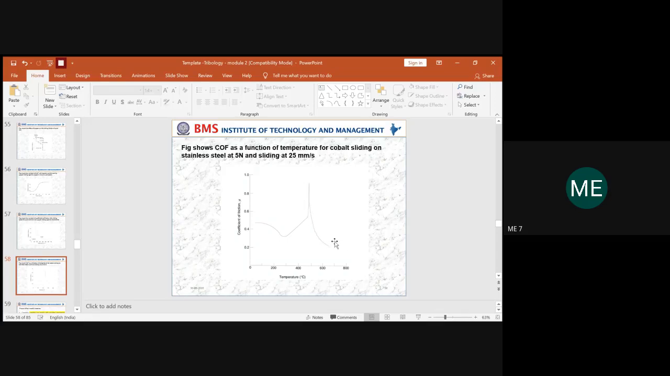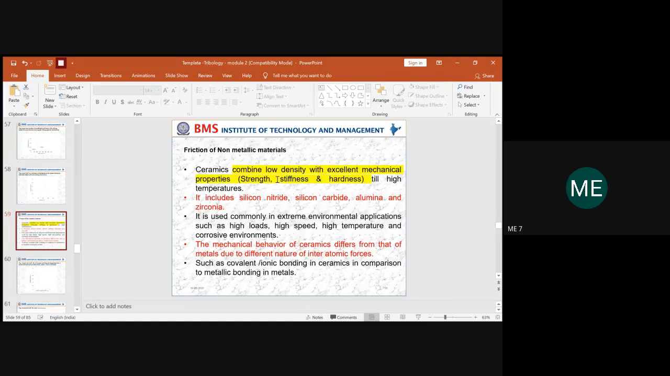So all these types of variation of COF with respect to all the parameters, you should be aware of at least one example each. Only then can you substantiate the theory concepts for metals and how COF varies with respect to temperature, speed, and load, all these aspects. So this was about the frictional factor with respect to metals.